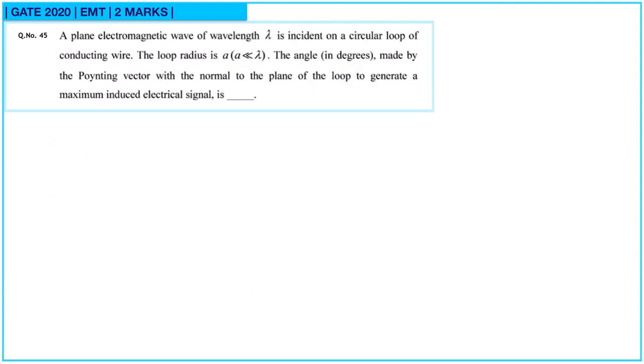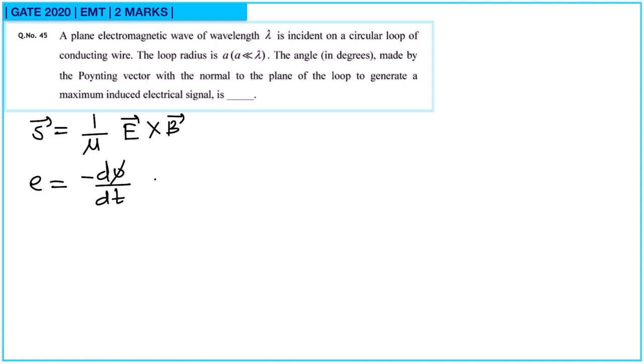Next question. A plane electromagnetic wave of wavelength lambda is incident on a circular loop of conducting wire. The loop radius is small as compared to lambda. The angle made by the Poynting vector with the normal to the plane of the loop to generate maximum induced electrical signal is. Now Poynting vector is 1 upon mu E bar cross B bar, and E is equal to minus d phi by dt.